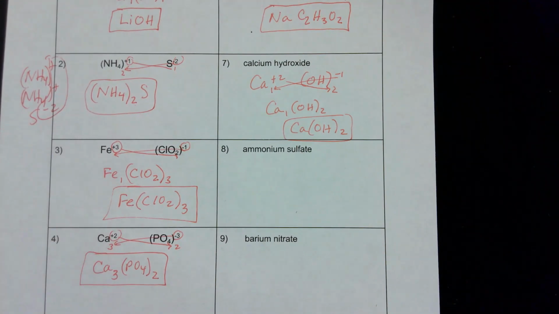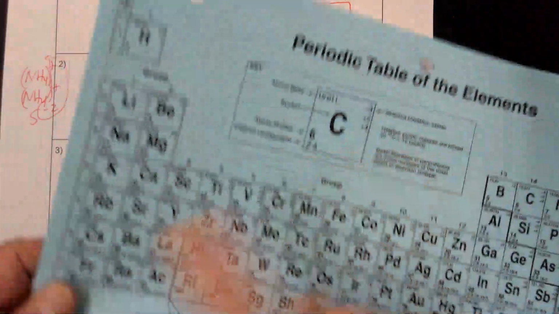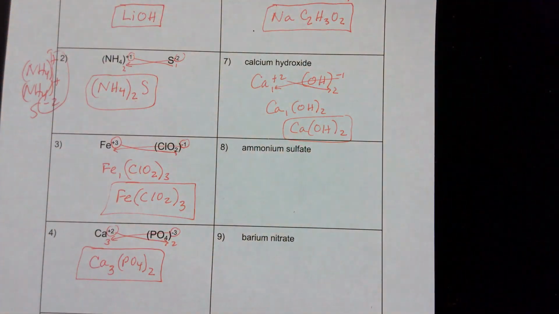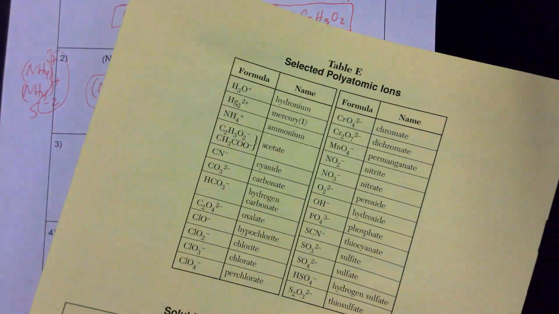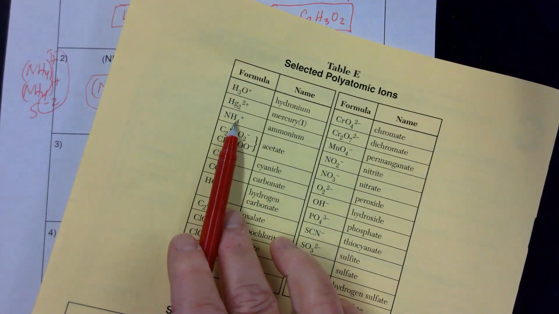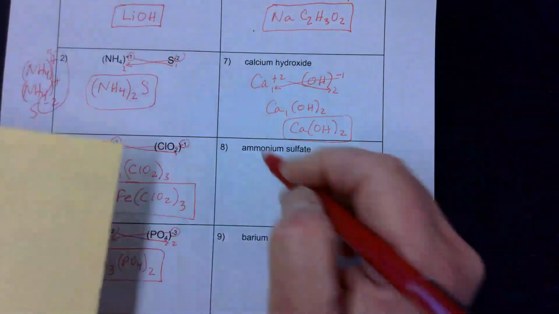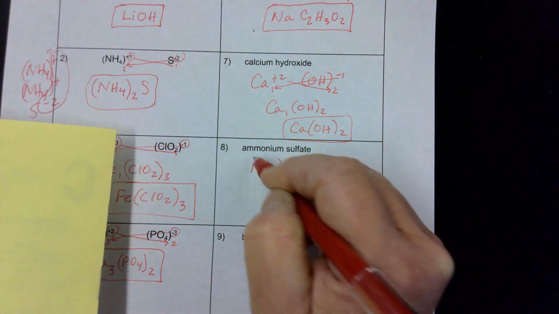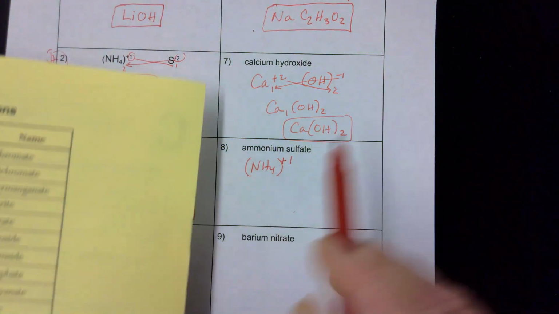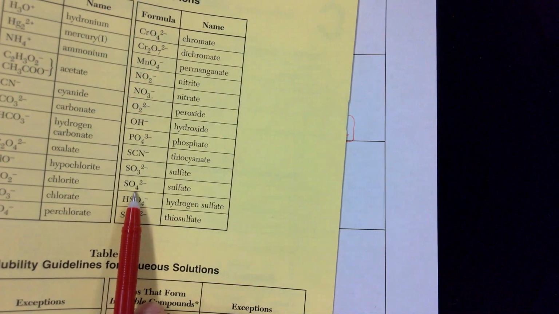Ammonium sulfate. We're not going to find ammonium here on this periodic table, but we are going to find ammonium on reference table E. Ammonium is NH4 with a +1. Sulfate is SO4 with a -2.